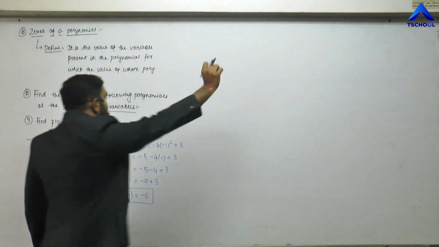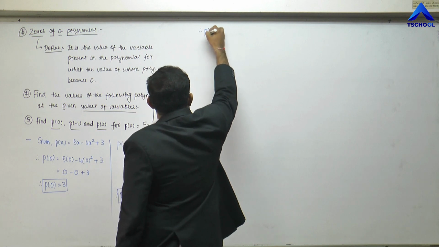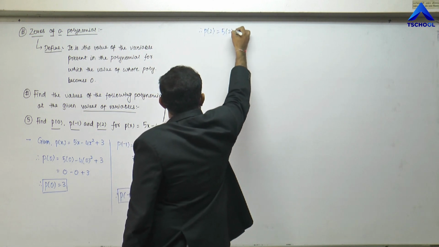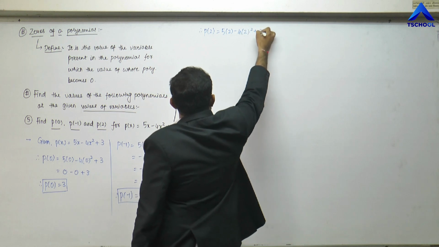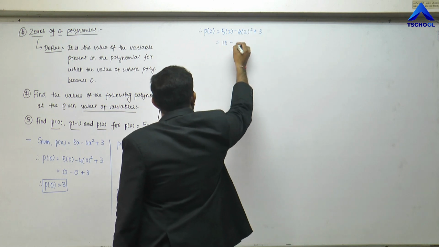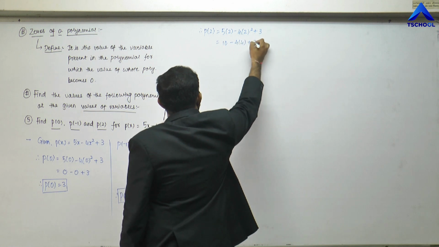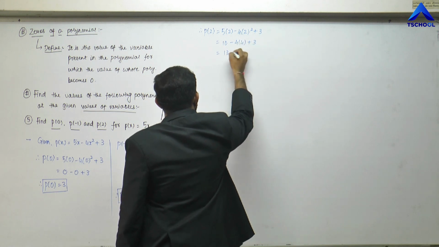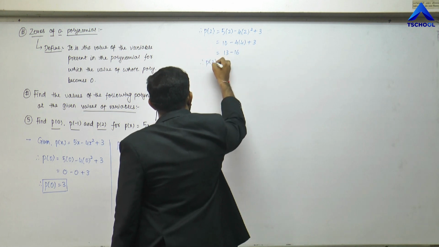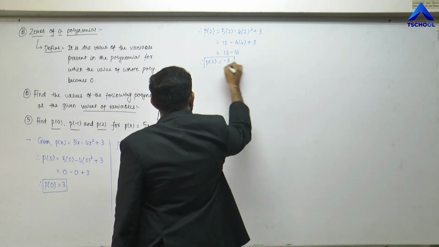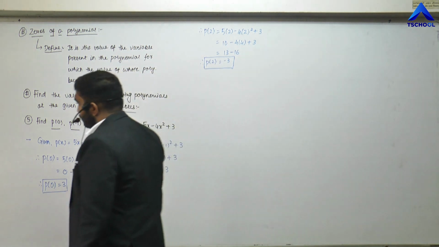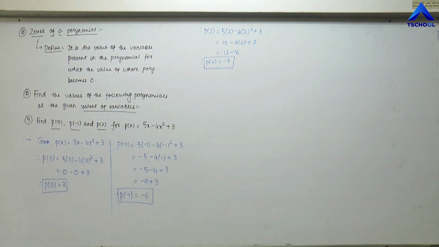And the last one, that is P of 2. Therefore P of 2 is equal to 5 into 2 minus 4 into 2 square plus 3. So that is 5 into 2, 10, minus 4 into 4, plus 3. So that is 10 plus 3, 13, minus 16, and hence P of 2 is equal to minus 3. So we got the values of all the three terms asked in the given question. So that is how we can find out P of 0, P of minus 1 and P of 2. Is it clear, friends?